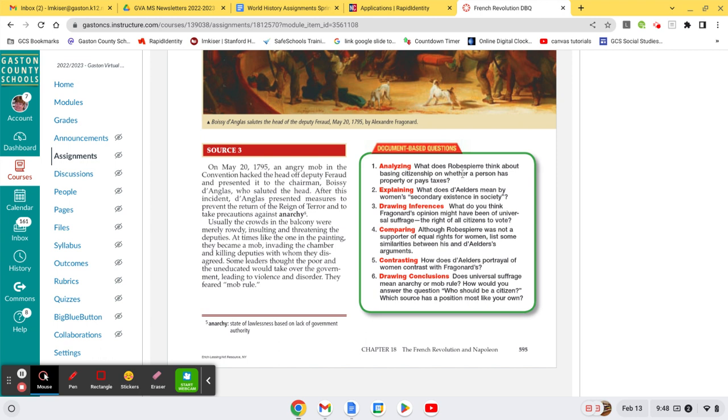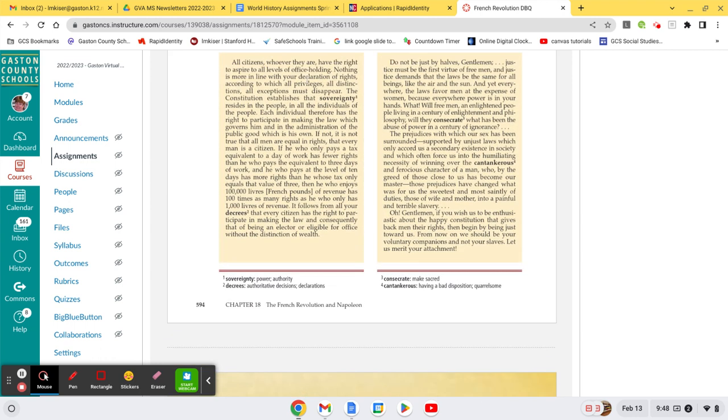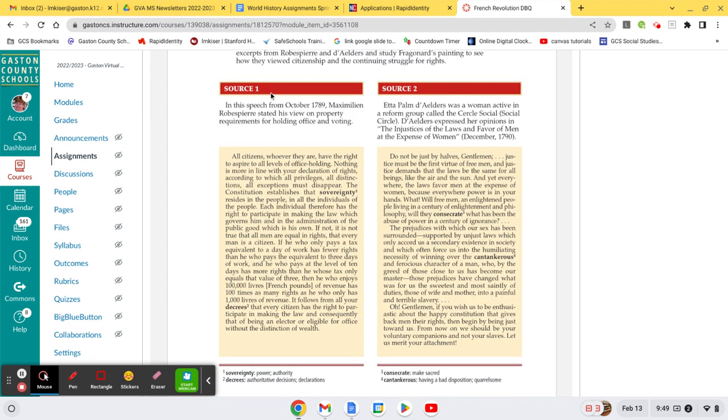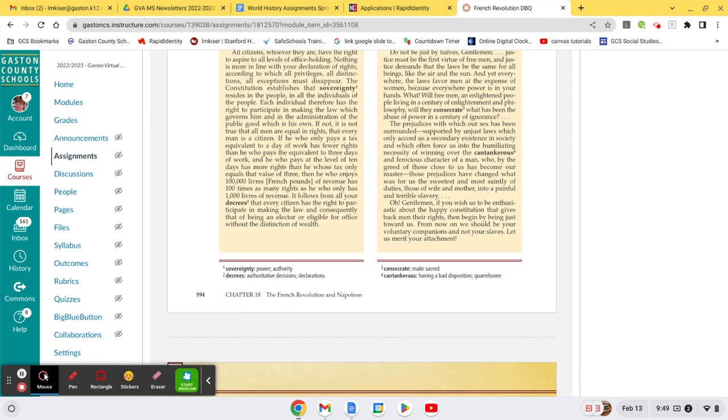So for instance, the first question says, what does Robespierre think about basing citizenship on whether a person has property or pays taxes? So you should cite some of the things that he says in here, not big, long pieces, but fragments. And you want to do it by saying things like, according to Robespierre, he believes, and you can put a little small part of what he believes in quotation marks, or you can simply write it, but after that, you want to put in parentheses, source 1. And that tells me you are pulling your information from source 1.